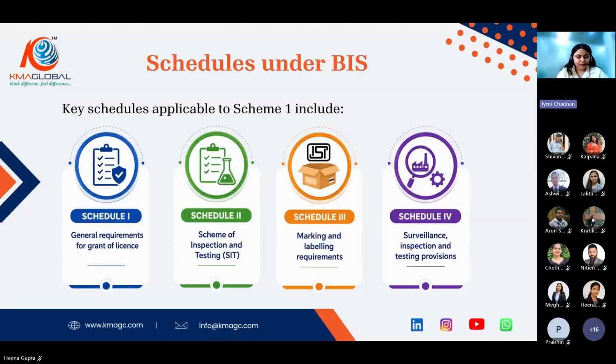Schedule 4 deals with the surveillance, inspection and testing provisions after the grant of license, ensuring that manufacturers continue to comply with the applicable Indian standards, inspections, and testing provisions even after the grant of certification. So, moving ahead, we have applicability.